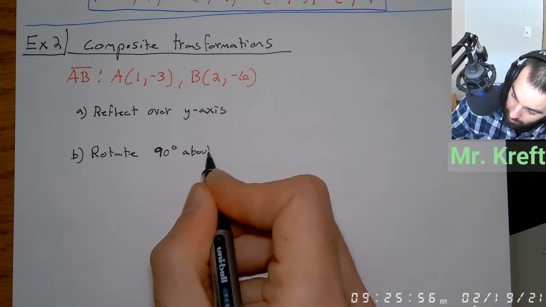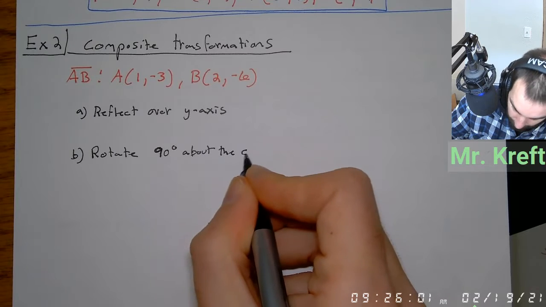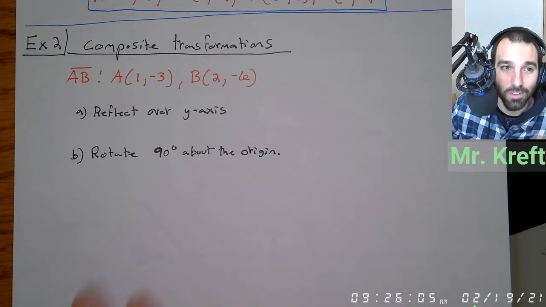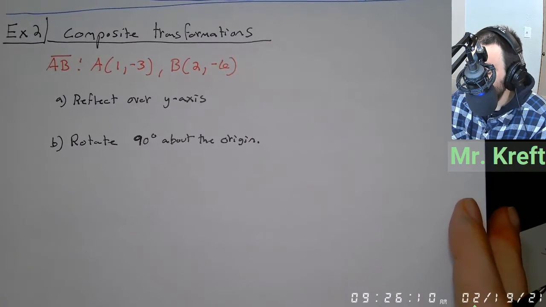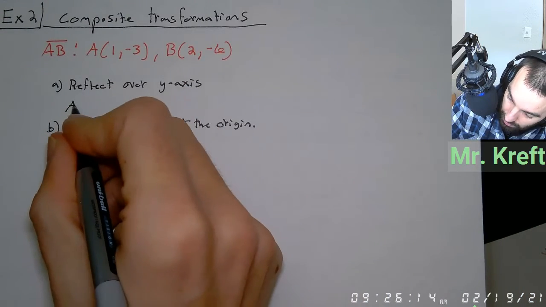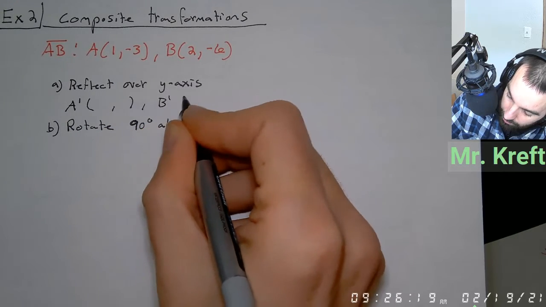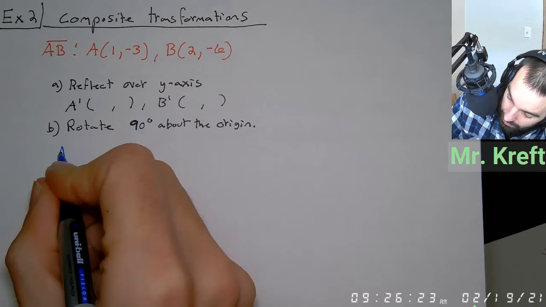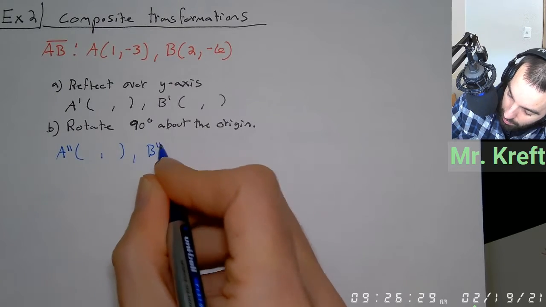I'm going to write it how the book writes it because I want you to see what's going to show up in your homework. It's kind of silly that they say about the origin because all of ours are going to be about the origin. I'm going to have you try this on your own. You should get an A prime and a B prime, and then an A double prime and a B double prime.